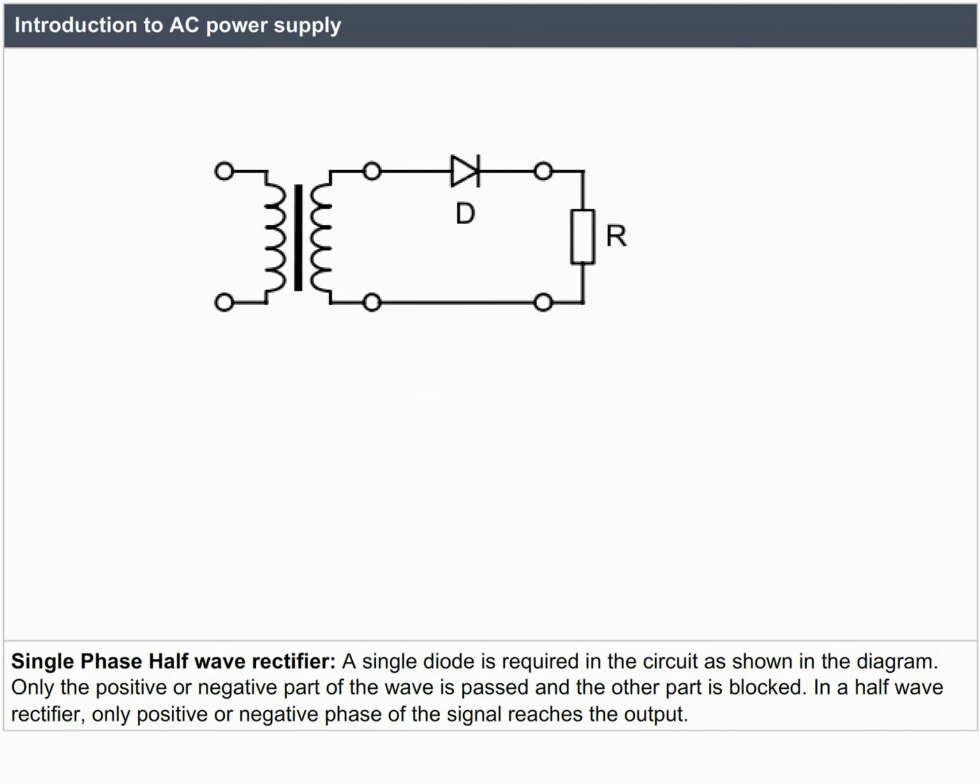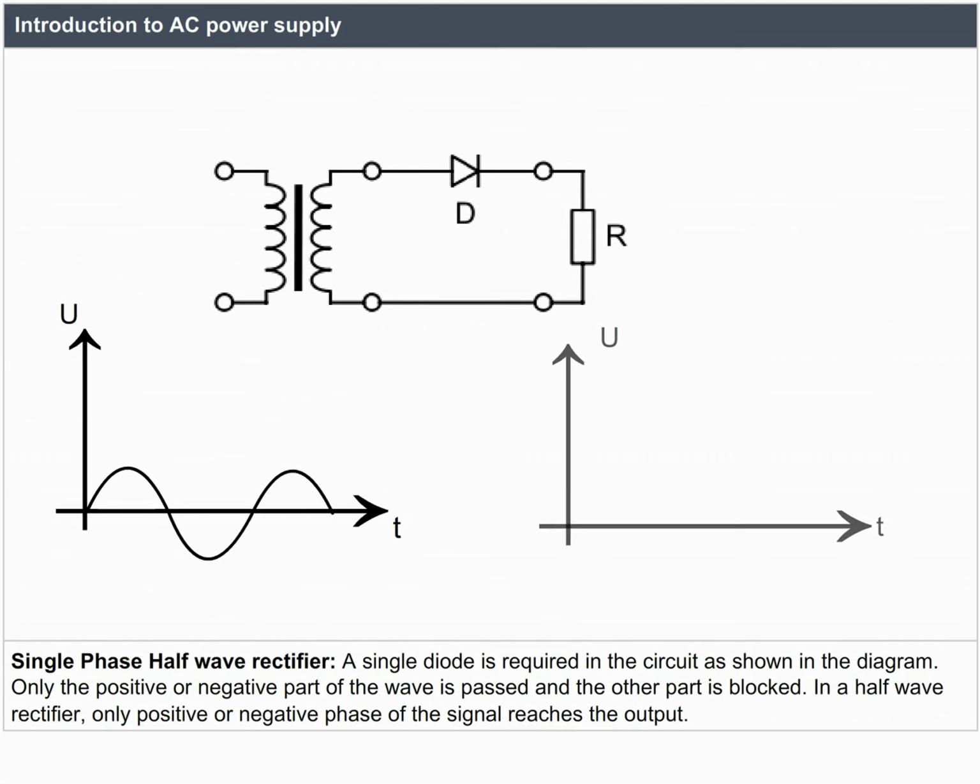Single-phase half-wave rectifier. A single diode is required in the circuit as shown in the diagram. Only the positive or negative part of the wave is passed and the other part is blocked. In a half-wave rectifier, only the positive or negative phase of the signal reaches the output.